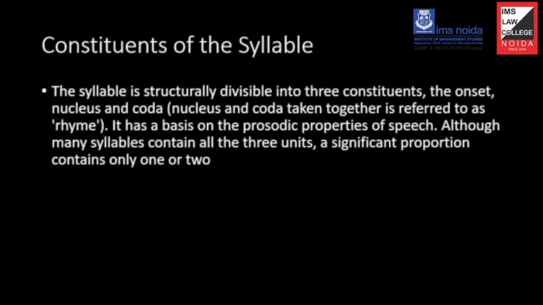Now let's move on to the constituents of the syllable. Syllable is structurally divisible into three constituents: the onset, which is also called a releasing factor, then the nucleus, which is a vowel, and the coda. Coda means the final consonant, maybe a single consonant or a cluster of consonants. Nucleus and coda taken together are referred to as a rhyme. It has a basis in the prosodic properties of speech. Although many syllables contain all three units, a significant proportion contain only one or two.